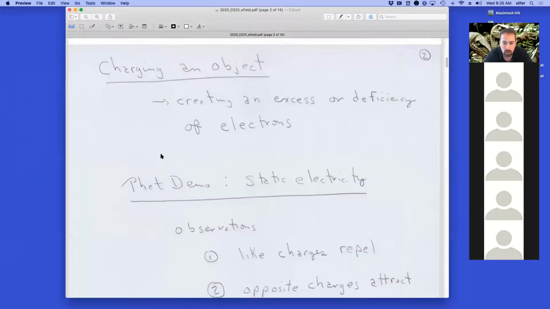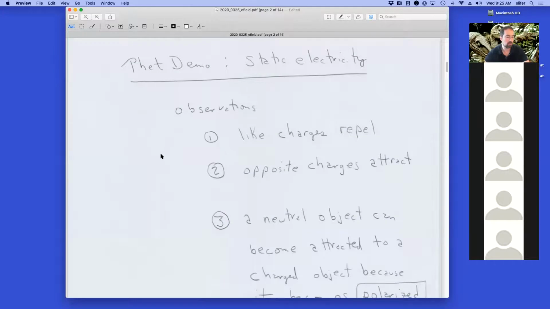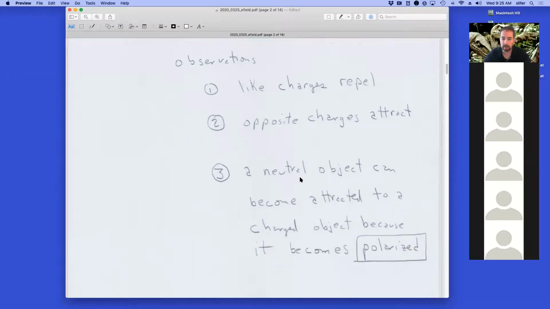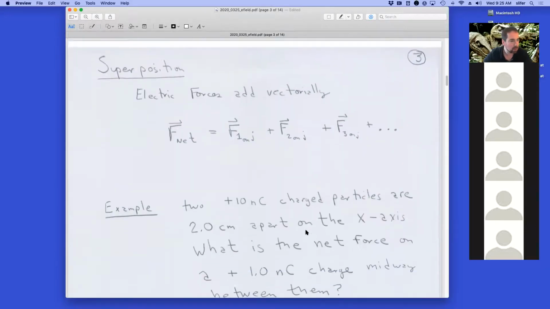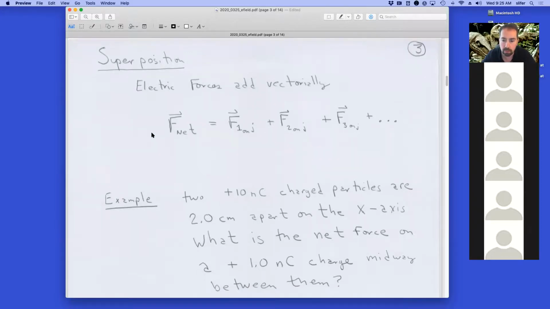So just to summarize our three observations that we just made with this balloon experiment: like charges repel, opposite charges attract, and this neutral wall could become attracted to a charged object because of this phenomenon of polarization. Okay, so I'm going to push on unless there's any other questions. And again, please do, even if you just type the word slow into the chat, that will cause me to slow down or rewind the slides. Don't hesitate to do that.